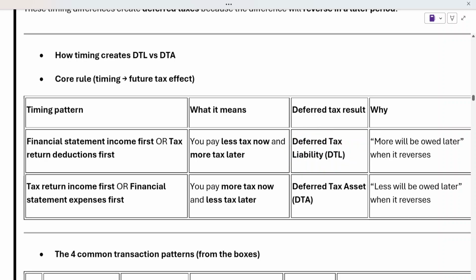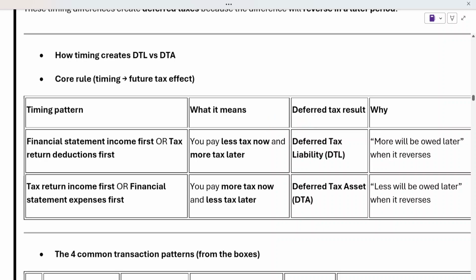Similarly, there may be cases when you pay more tax now. Okay, let me just correct my words. Here, if you see, you pay more tax now and less tax later. So right now you are paying more taxes. So what will happen? Those more taxes will give you a benefit in the future, so that will create a deferred tax asset for you.